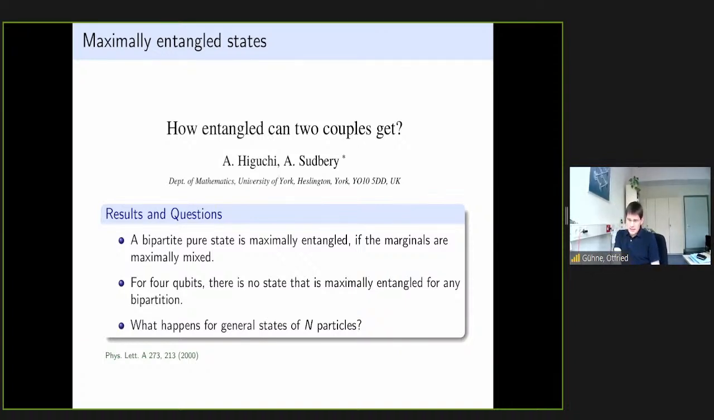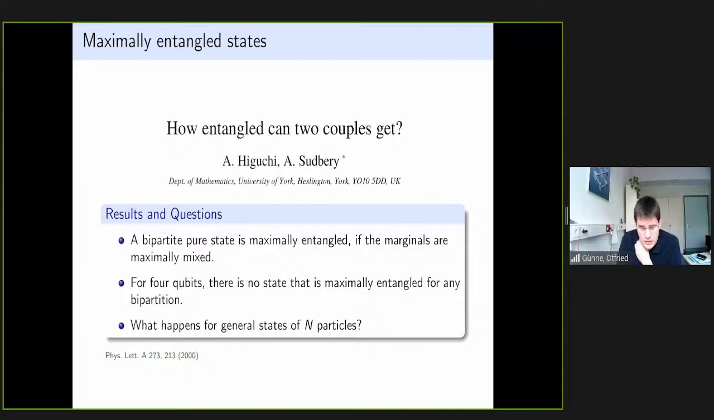For instance, there has been one very old paper by Higuchi and Sudbery in 2000. And they consider the following problem. They consider a bipartite pure state. First they introduce the notion of a maximally entangled state, which is just the typical notion: you say the state is maximally entangled if the reduced state is maximally mixed, meaning that the Schmidt coefficients are all the same.